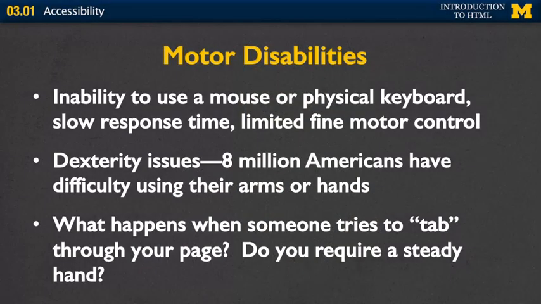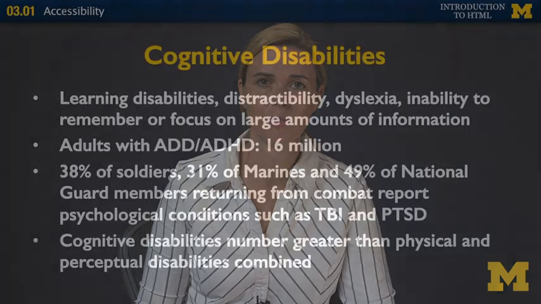So one issue that we talk about is what happens when someone tries to tab through your page. This is a very common way for people to get through pages, but unless you're very careful, you can make it so that people tab through to nowhere. Another issue is, do you require a steady hand? Many people like to add flashy and cool graphics and animations to their page, but I know that I personally have been frustrated at trying to click a button while the button keeps moving around the screen.